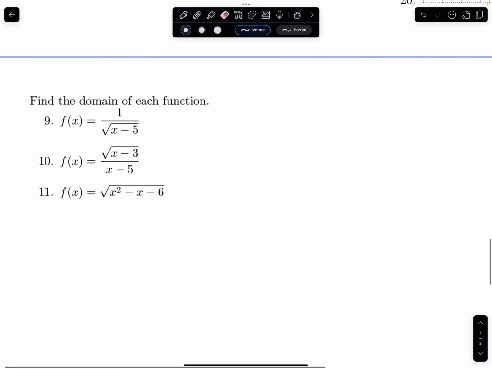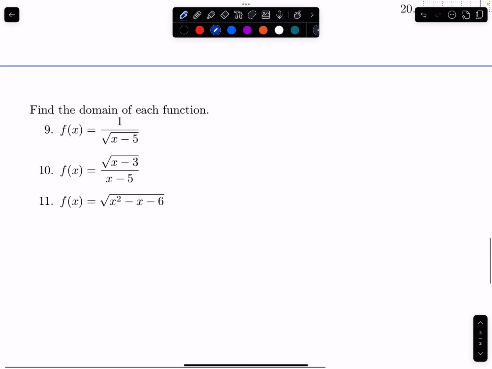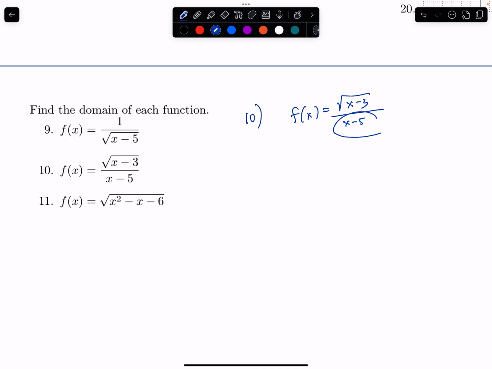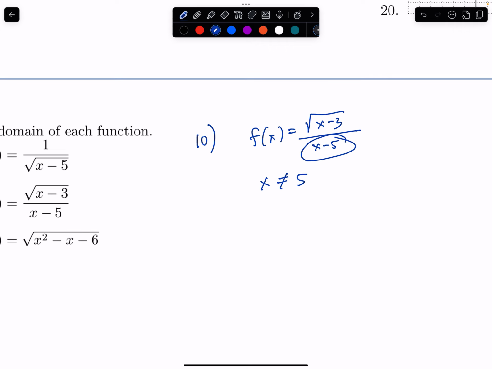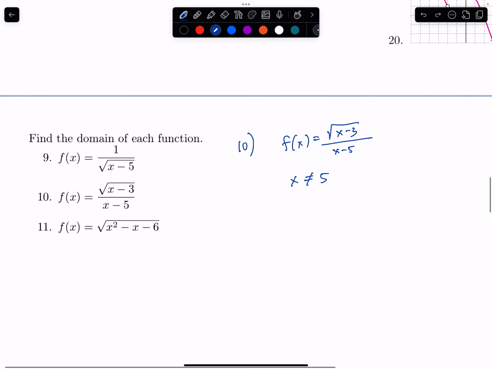Okay, number 10. Domain for this one. Let me just write the function down again. Square root of x minus 3, over x minus 5. The first thing that could go wrong is when the denominator is 0. And that happens when x is 5, so x cannot be 5, right? I'm not going to go through all the algebra here, but 5 minus 5 is 0, and this is the denominator, right? So x cannot be 5.